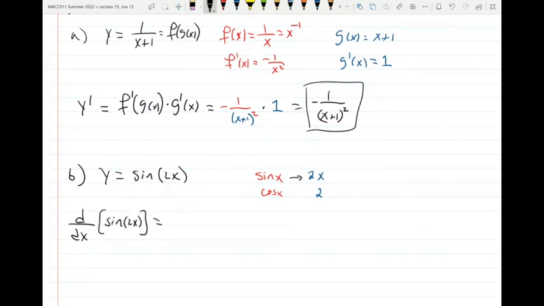what does the chain rule say? Derivative of the outside, which is this guy, then you plug in the inside function, this one over here. Okay? So that would be cosine, that's the derivative of the outside, evaluated at the inside function, which is 2x, times the derivative of the inside, right? Just 2. So the answer is 2 times cosine of 2x.